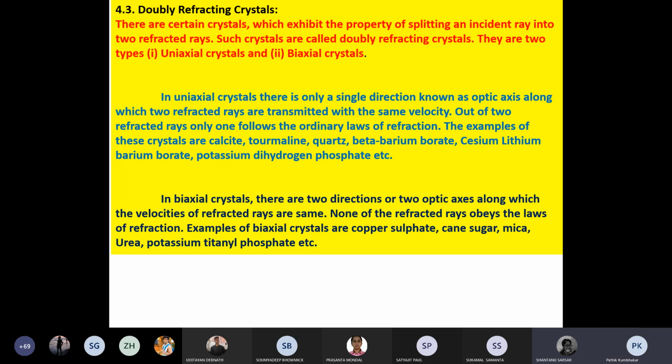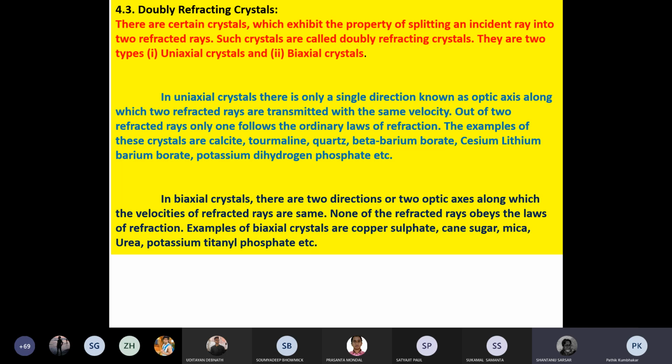So in doubly refracting crystals, the incident light is split into two rays. But if it is incident along the optic axis direction of the crystal, then it will not be split. So except along the optic axis direction, it will be split. But if light is incident along the optic axis direction, then it will not be split.